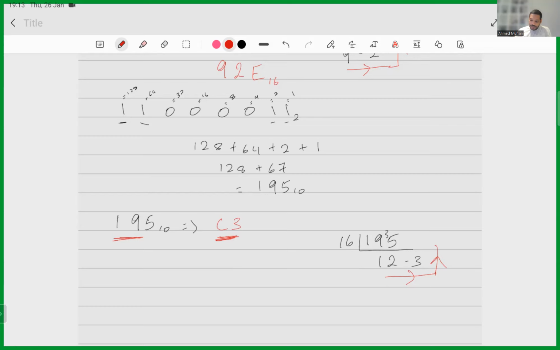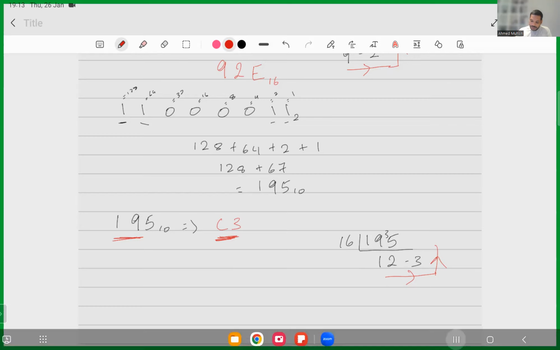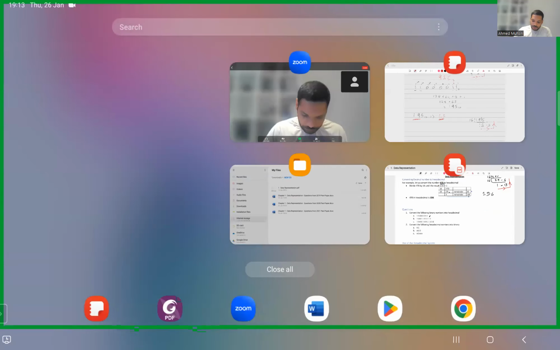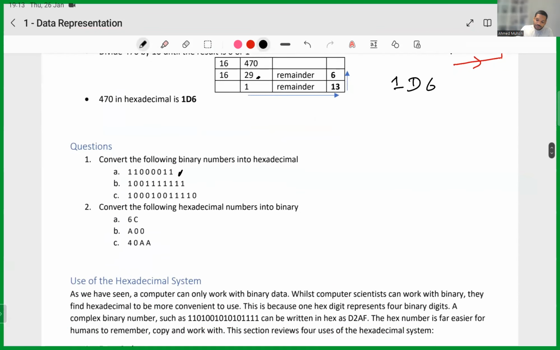Right, let's try one more question. Over here they have told us to convert the following hexadecimal into binary.